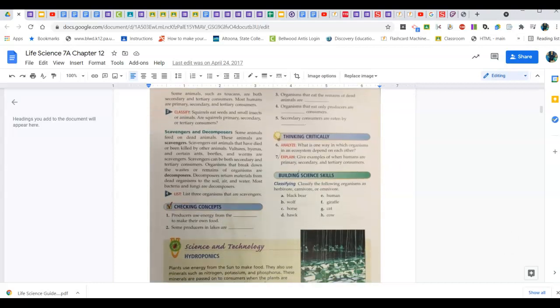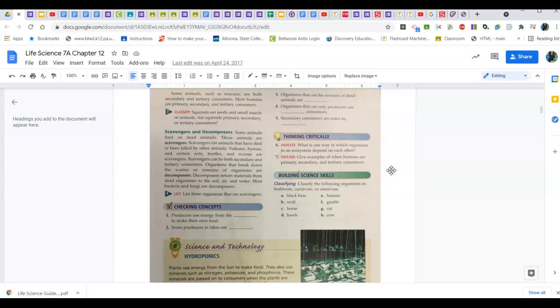Scavengers and decomposers. Some animals feed on dead animals. These animals are scavengers. Scavengers eat animals that have died or been killed by other animals. Vultures, hyenas, and certain ants, beetles, and worms are scavengers. Scavengers can be both secondary and tertiary consumers.